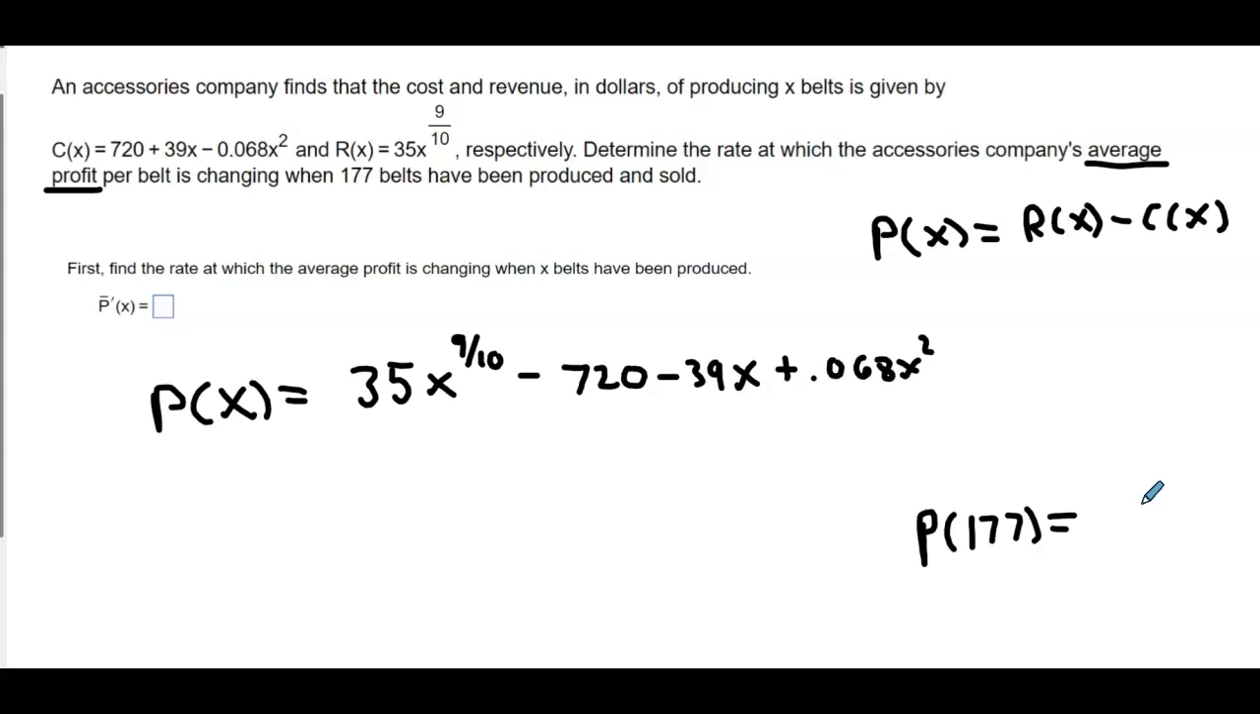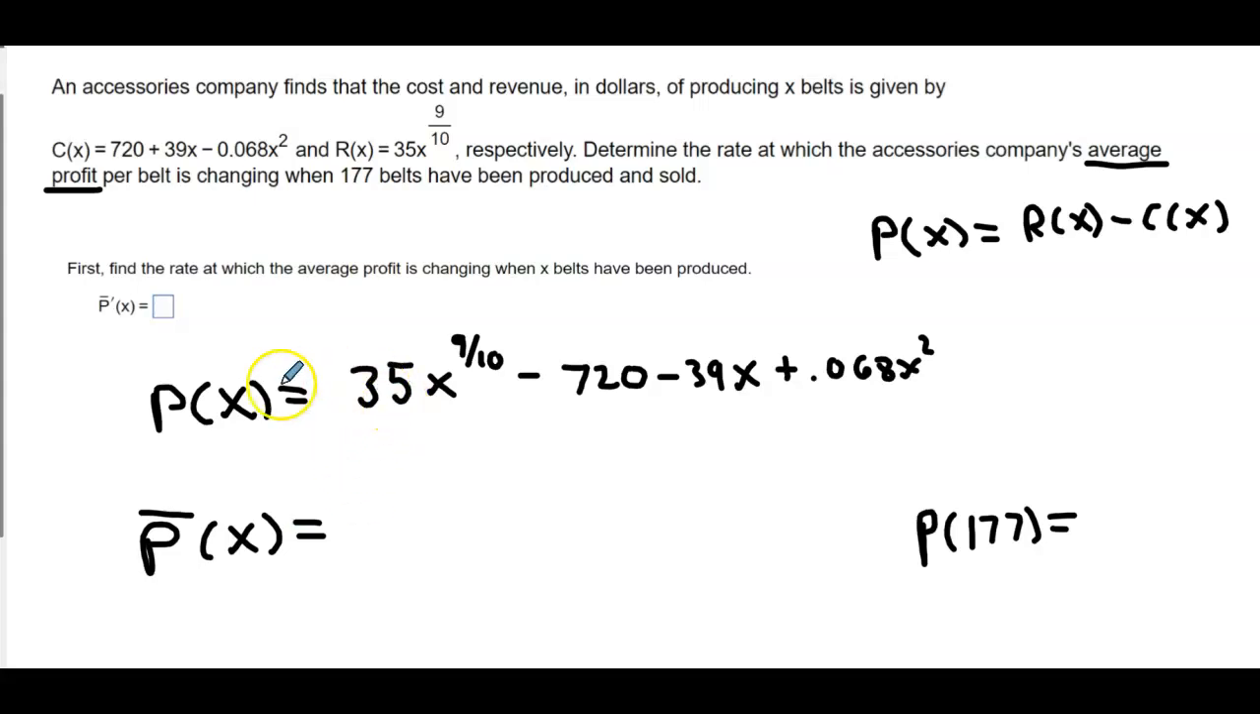So when it comes to defining the average profit function, which they have notated here with the little hat above the P, or P bar, I guess you could call that, but this is just a way of notating the average profit function, we have to take the profit function and divide by x, divide by the input. Whatever the input is, we ultimately have to divide by it to get a per belt average.